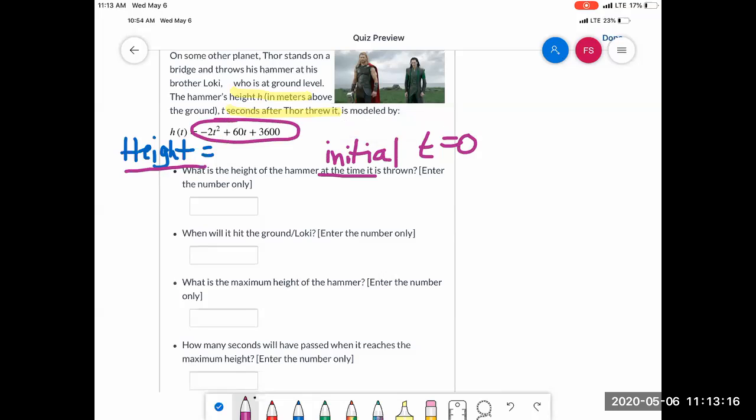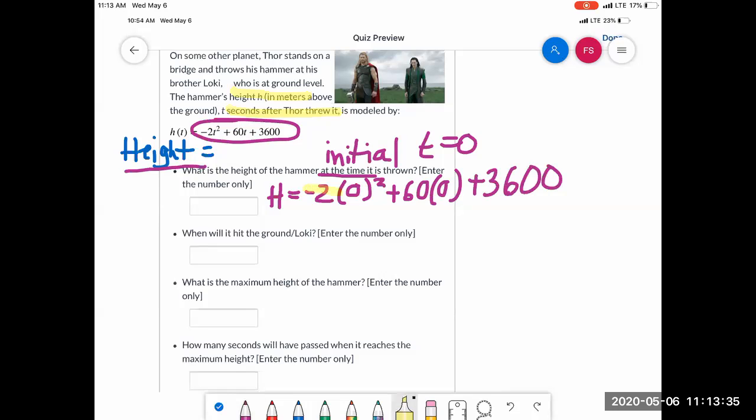So we're going to get h equals -2. Now instead of t squared, we're going to have 0 squared, and then plus 60 times 0, and then plus 3,600. At this point, you could go ahead and type this into the calculator, and it would give you the final answer. Now, if you want to solve this by mental math, we just need to remember that when we multiply anything by 0, that answer is 0.